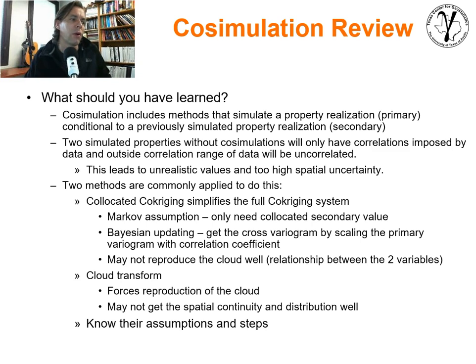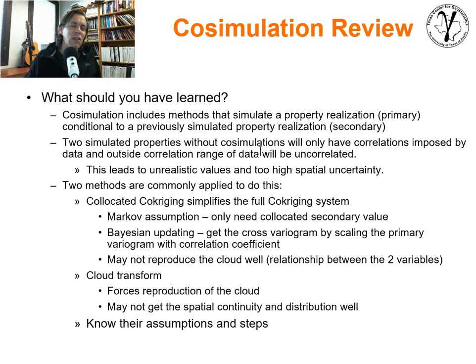So what have we covered? What have we seen here? Well, cosimulation includes methods that are able to simulate a property realization, a primary, conditional to a previously simulated property realization, which we will call the secondary. Two simulated properties without cosimulation will only have correlations imposed by data, and outside the range of correlation between the data, the spatial correlation range, they'll become uncorrelated.